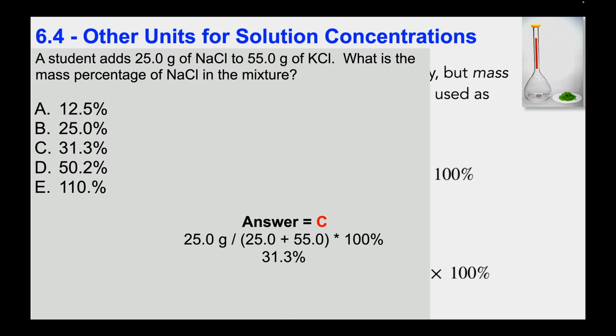So if you do that, 25 grams of sodium chloride on top divided by 25 plus 55, I believe that's 80, multiplied by 100%, gives 31.3% sodium chloride in this mixture. So if you see one of those, that's what's useful. These do have some uses. We'll look at these more in Chem 222, but remember, it's grams of what you're looking at divided by grams total times 100%. This is for mass, which is grams.